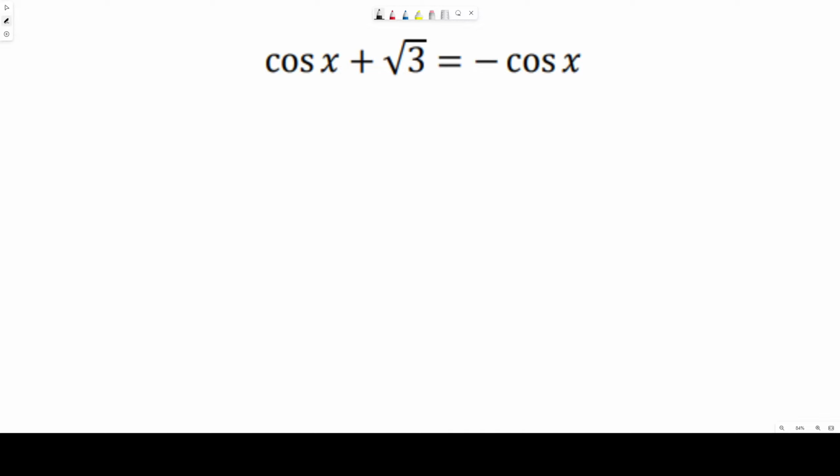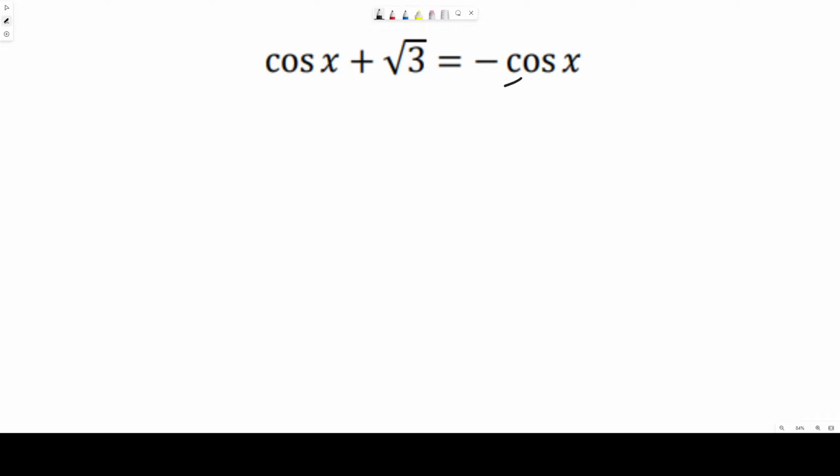Today we're going to solve some trig problems, and here I have a question: cos of x plus root 3 is equal to negative cos of x. So the first step is just simplify and make cosine the subject of the formula, or isolate for cos.